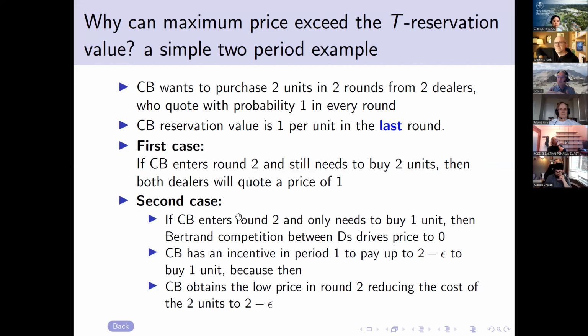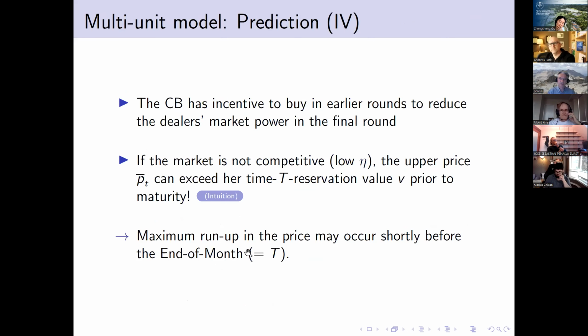So even though of course in the last round we agree that the maximum price you'd be willing to pay is 1, you have an incentive to pay more than 1 in an earlier round to make sure you get the minimum price in the last round. That's the very simple intuition of this model. And so this is of course an extreme case, but it translates into the dynamics we saw on the previous page, where effectively there is a strong incentive to pay a larger amount earlier on to essentially reduce the market power you leave with the dealers in the last rounds. Okay, that was a quick intuition.